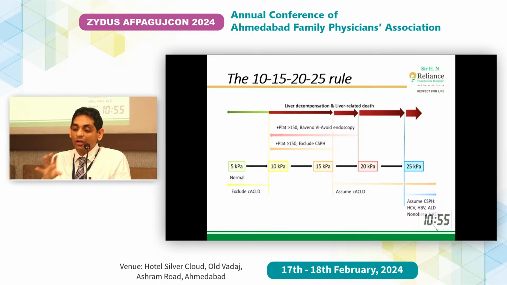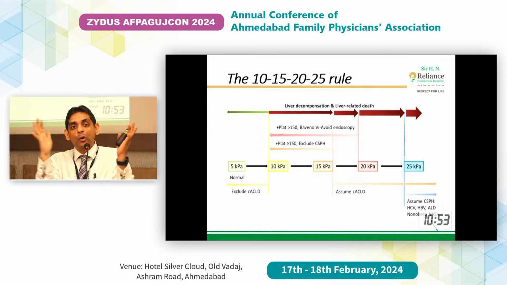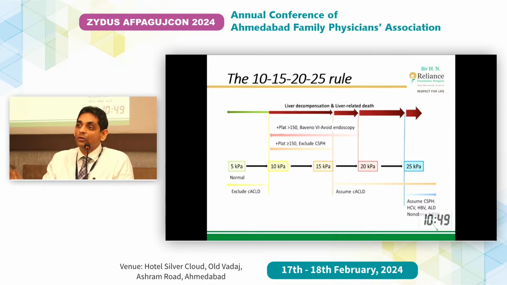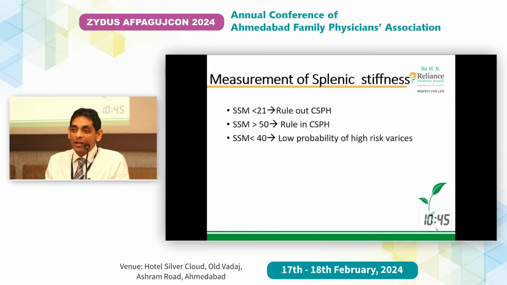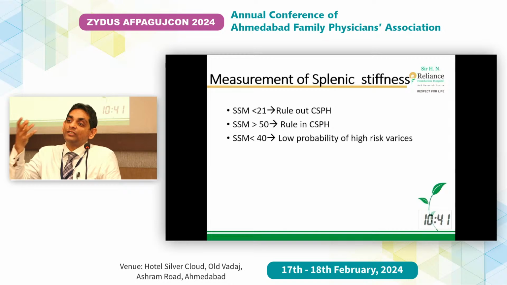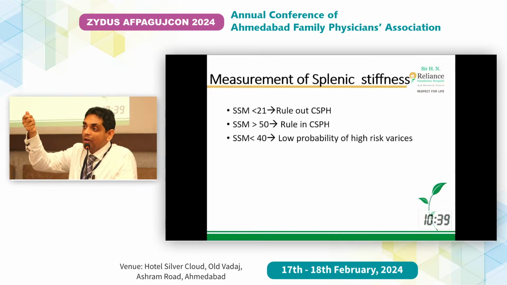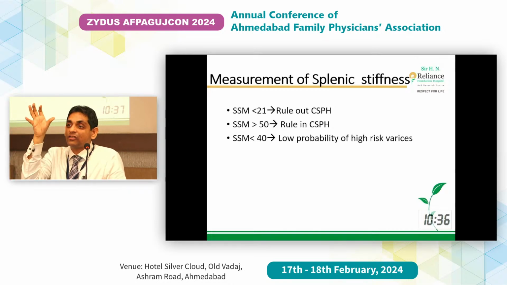So this was one of the scores which combined portal hypertension, FibroScan and gave you a good assessment. Now all those things can be done on OPD basis as point of care testing. So we were doing liver stiffness, we then extrapolated to the spleen stiffness. The same probe can be used to see the stiffness of the spleen.